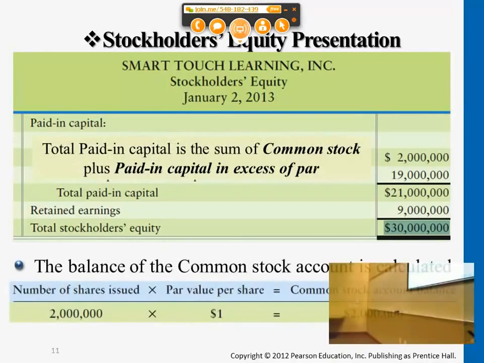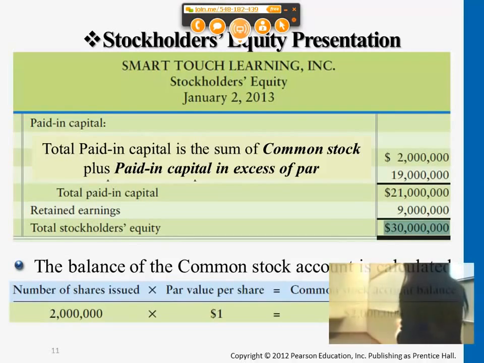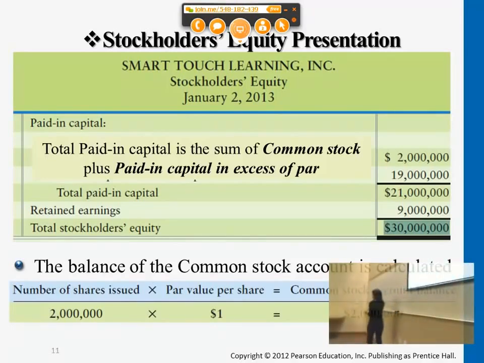Total paid-in capital is the sum of common stock and paid-in capital in excess of par. That's the $21 million part. And the balance, how we get to this $2 million, is just the number of shares times face value. So always keep in mind, common stock always just holds the face value times the number of shares.